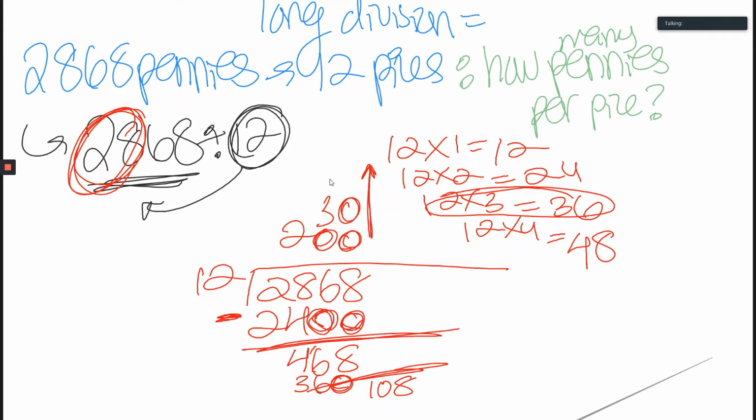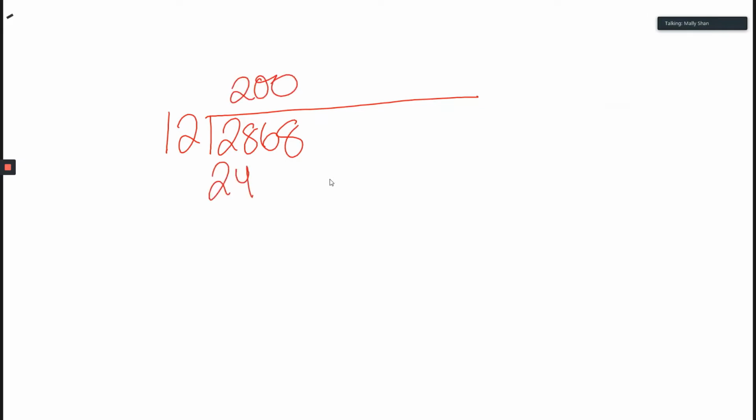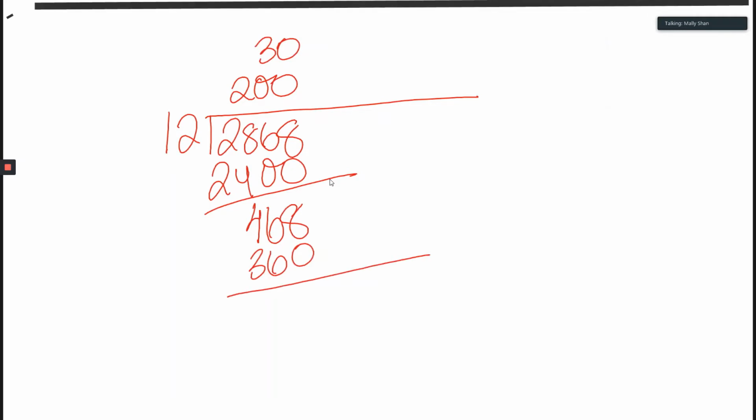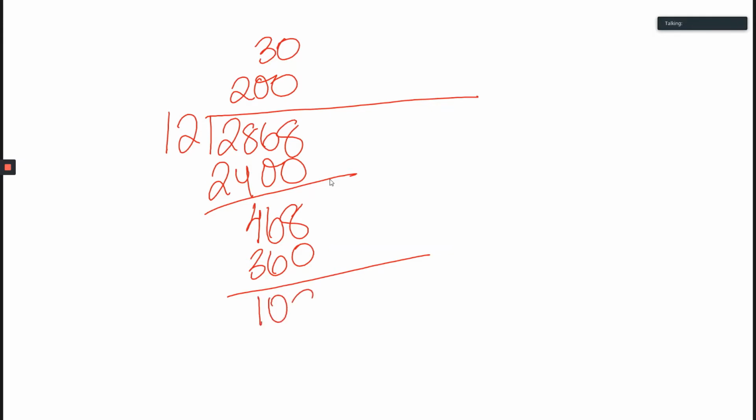Actually, I'm going to clear this so that we have more space. So again, if we're going to have our 12 divided by our 2868, we already decided that we have our 200s available to get us 2400. And then we already decided we have our 30 available to get us our 360. Now if we subtract this from here, all we're left with is 108. Okay, and now this 108, how many times can 12 go into this? So again, I'll just have my 12 tables on the side.